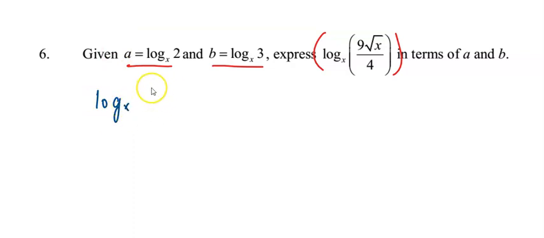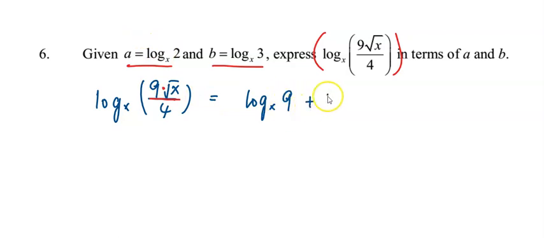Log to the base x of 9 surd x over 4. To convert this in terms of log 2 to the base of x and log 3 to the base of x, I need to split this by using the laws of log. I see that 9 and surd x are multiplied and then divided by 4, so I need to split them this way: log 9 to the base of x plus log surd x to the base of x, and then because of the over 4, minus log 4 to the base of x.